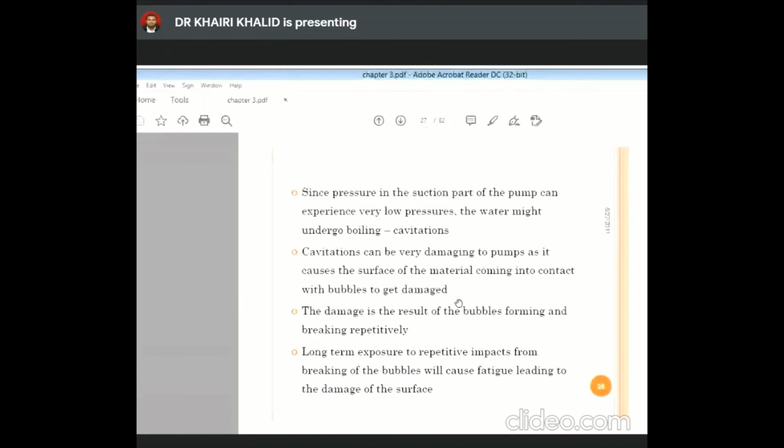internal surface of the pipe. The damage is the result of the bubble forming and breaking repetitively. So long-term exposure to this issue will cause fatigue, leading to the damage of the surface. All right. So how do we make sure this will not happen?